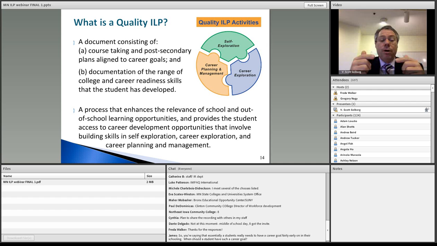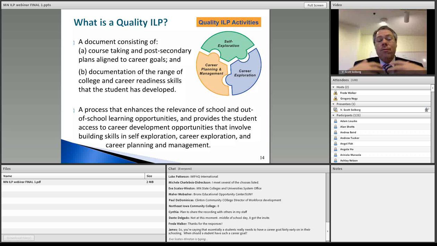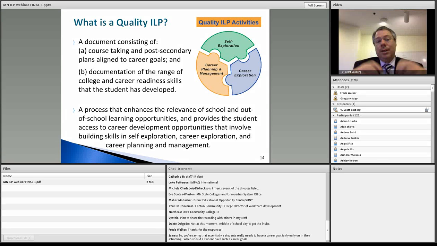The third phase is career planning and management, and this is where we're talking about work-based learning, leadership, financial literacy, volunteer activities, civic engagement, all of those workforce readiness skills, we can call them soft skills. This is a full range of things that really make a person employable at the end of the day.